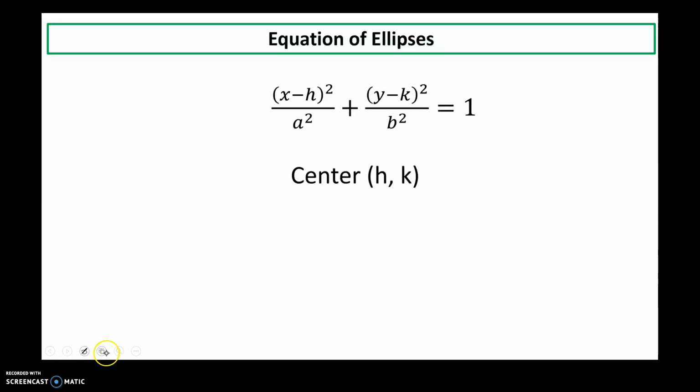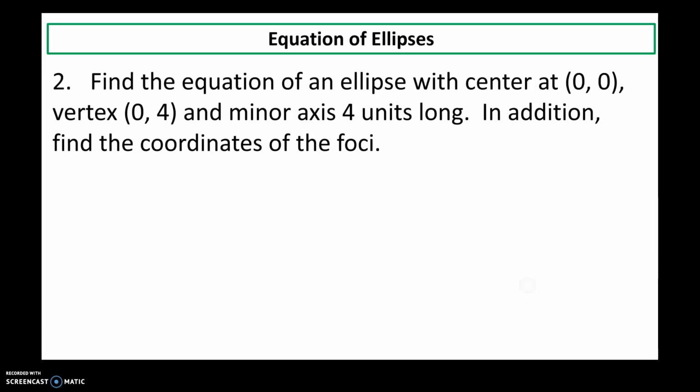Okay, so now, like I said, I can change the center to be at any point. It doesn't just have to be at the origin. Okay, now this could also be written with my major axis as my vertical. This would be over b squared. So if I change the center, it doesn't have to be that the major axis is always going to be the horizontal.